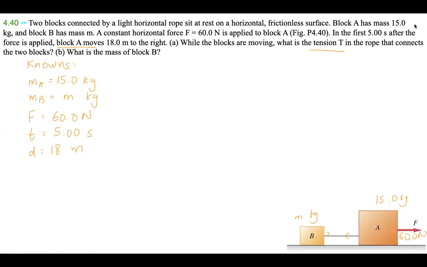There is another piece of information that's hiding in this question. If you've already found it, it's right here at the top, and it says two blocks are at rest. So we know that V initial is 0 meters per second. Okay, so now what can we do? We have all of our knowns down in one place.